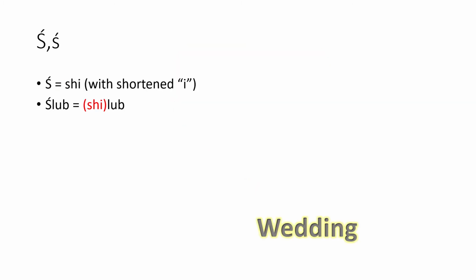The S with the dash on top of it is the same like in the C and the N with the dash. So it's she with a shortened I, okay? Not she, it's she. So sloop. Not she loop, sloop, okay? Wedding. Taca, tray.